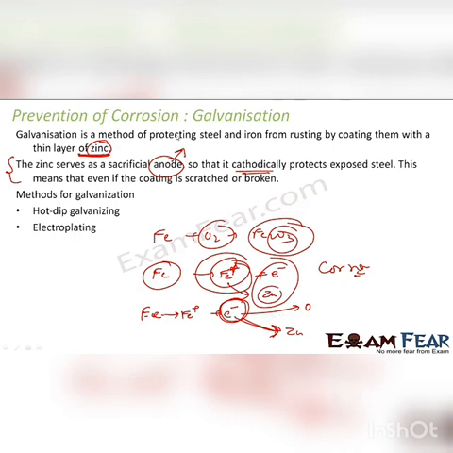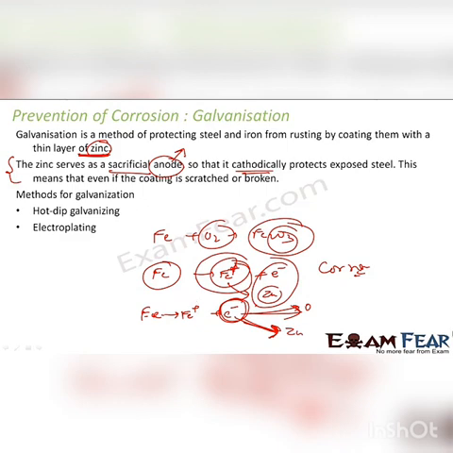Hope you understand this. The sacrificial anode, you can say, where zinc will take the extra electron. Zinc will not allow oxygen to take the extra electron. Correct?